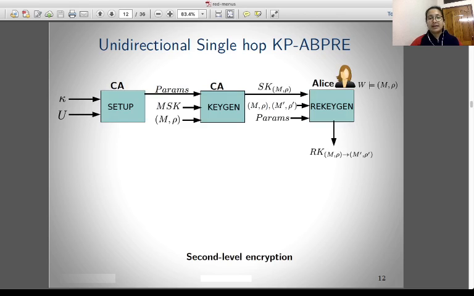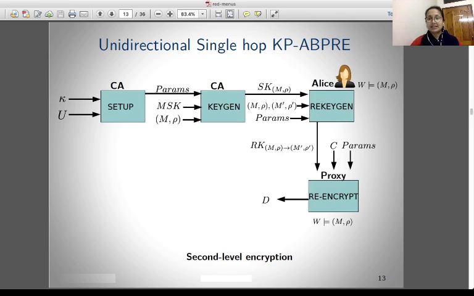Now, in terms of the re-encryption setting, which we call the second level encryption, the algorithms are as follows. First, you have a re-key generation algorithm, which is run by the delegator Alice, who is going to take as input her own secret key, that is the secret key corresponding to the access structure. It is going to take two access structures, the delegator's access structure and the delegated access structure, and the public parameters, and it will output a re-encryption key which will enable transformation from the access structure M rho towards the structure M dash rho dash.